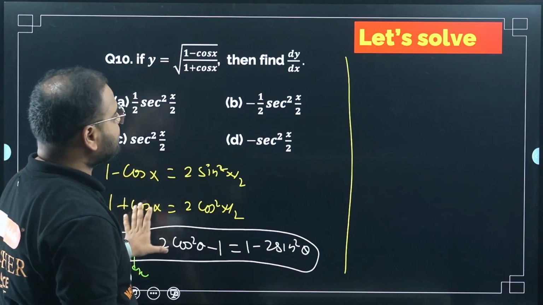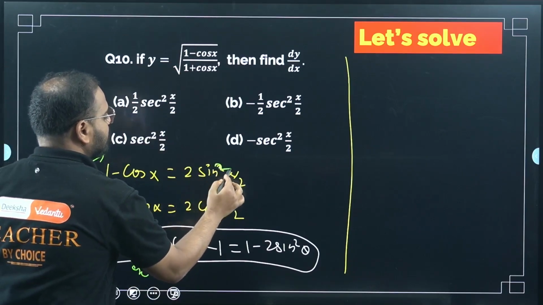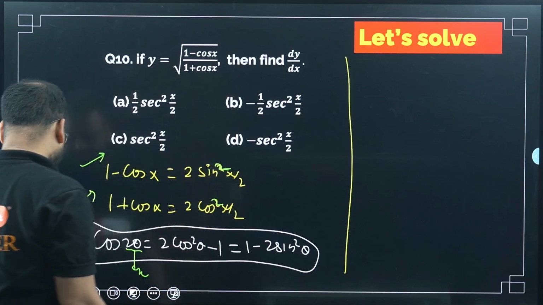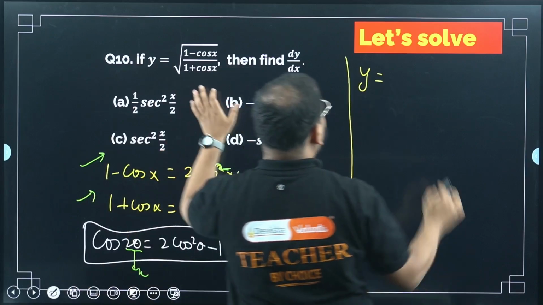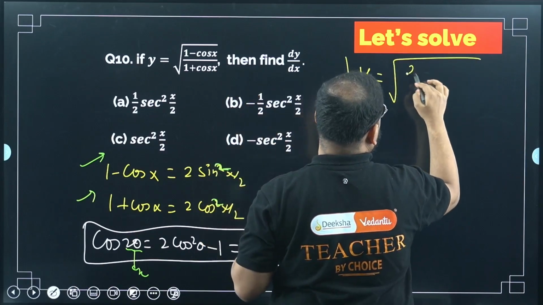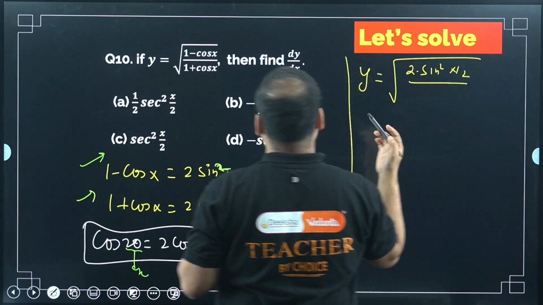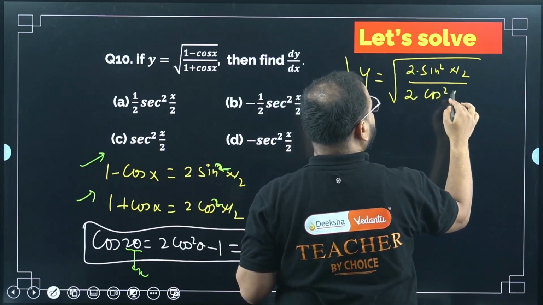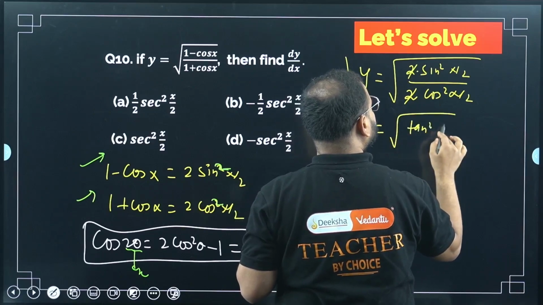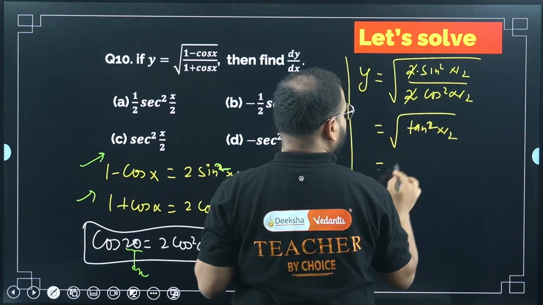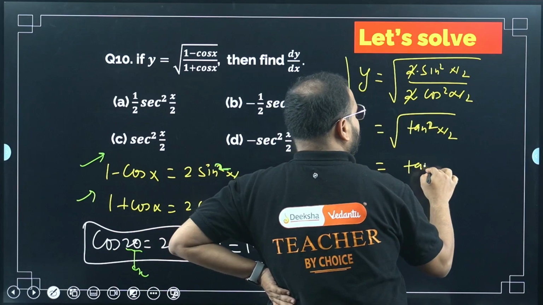Okay. Now I'm going to use these expressions over here. Why am I using this? Check here, I'm getting squares in both the steps. Square and root will make the root go out. So how will this look? My function y will become root of 2 sine square x by 2 upon 2 cos square x by 2. 2 and 2 go out. What am I going to get? Tan square x by 2. Now root and square will cancel each other. This will become simply tan x by 2.